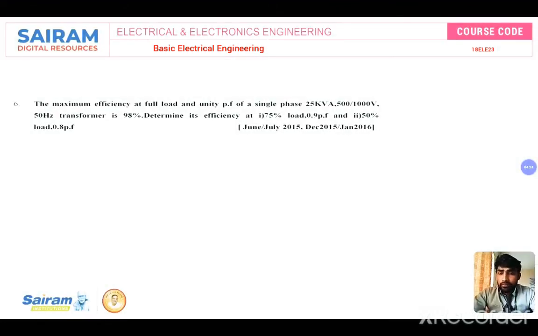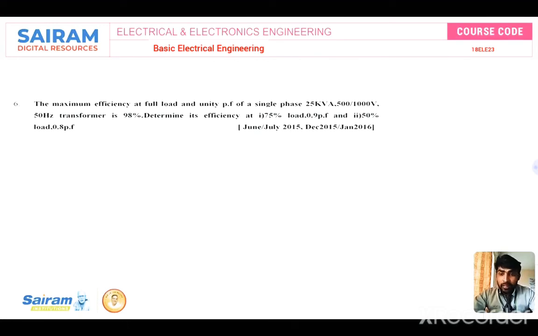Next problem. The maximum efficiency at full load and unity power factor of a single phase 25 kVA, 500 by 1000 volts, 50 hertz transformer is 98%. They have given directly the efficiency 98%, and determine its efficiency at 75% of load at 0.9 power factor and 50% of load at 0.8 power factor.